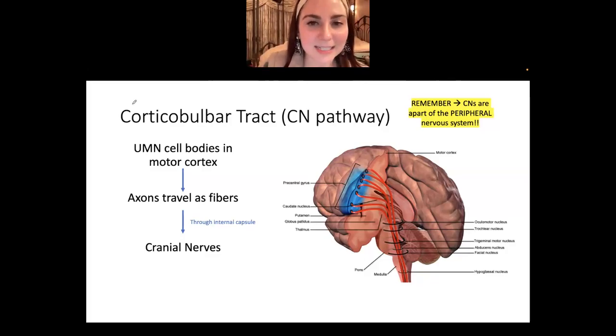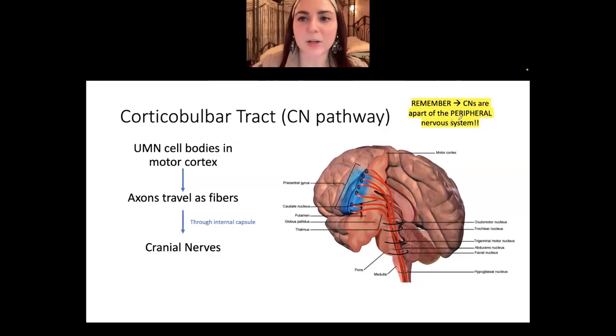But the last thing before we dive into the cranial nerves is to talk about the corticobulbar tract, because the corticobulbar tract is your cranial nerve tract. It's a motor tract, so it is motor. And it again is going to be the one that basically has all of the cranial nerve fibers going through it.